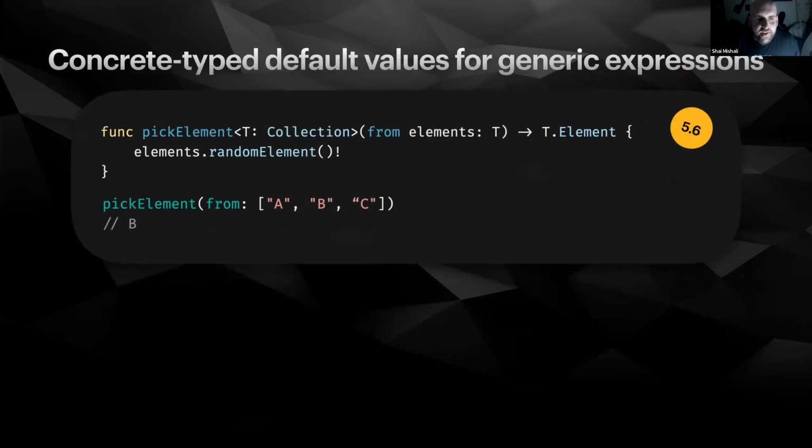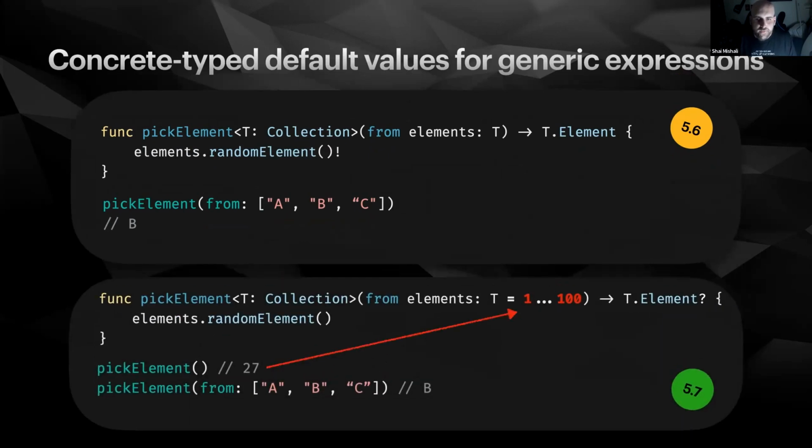A few generic changes that are really, really nice. We can now define concrete default values for generic expressions. For example, here I have this elements, which is a generic T collection. And I can say that by default, if I don't pass anything to pickElement, the default will be a range of 1 through 100, and T is inferred as a collection of integers. But I can also pass explicitly a collection of any other type, and it just works. It's not super clear to me the use cases for this, but I'm sure there are some.